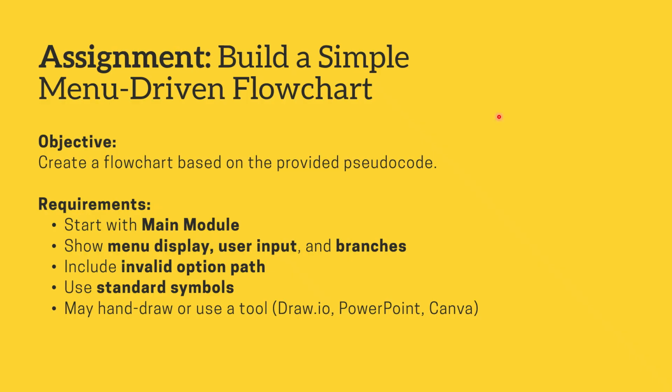You're going to create a flowchart based on some provided pseudocode that I give you. Your requirements for this are that you're going to start with a main menu. You're going to show the menu display, the user input, and the different branches, like I just demonstrated. You're going to include an invalid option path, if they don't choose a menu option. I want you to use the standard symbols that I just showed you, and again, it can be hand-drawn or you can use a tool to do this.